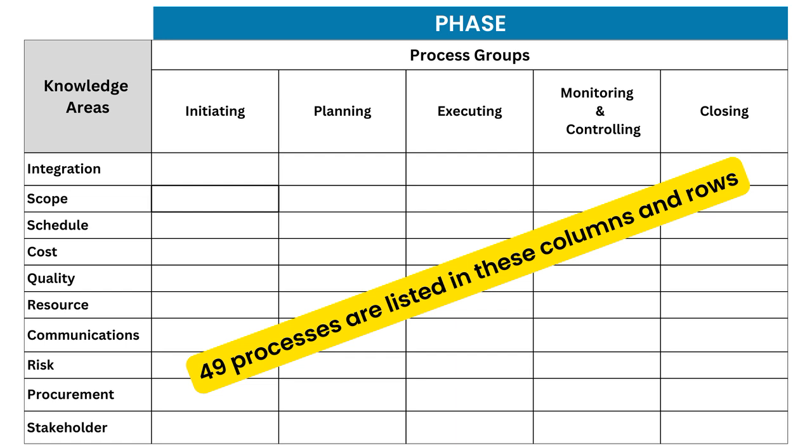Anyway, you must be wondering, every time this man talks, he brings up something new, but please don't worry. I will help you swim this river as well. Due to space issues on the slide, I have not mentioned the 49 processes. However, they are listed in these columns and rows. You will find them in the PMBOK very easily.